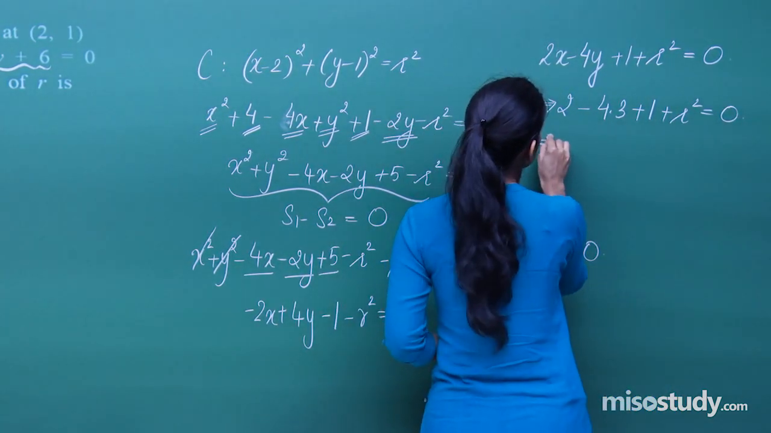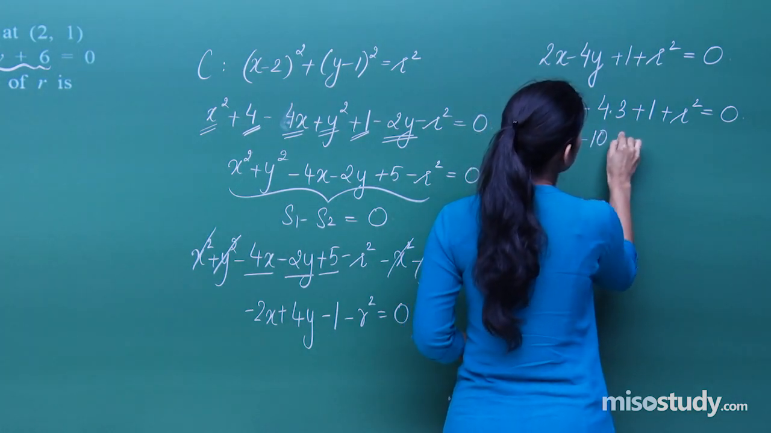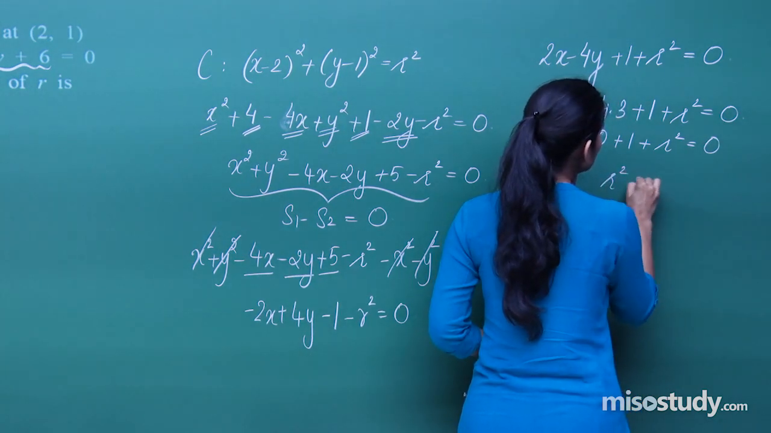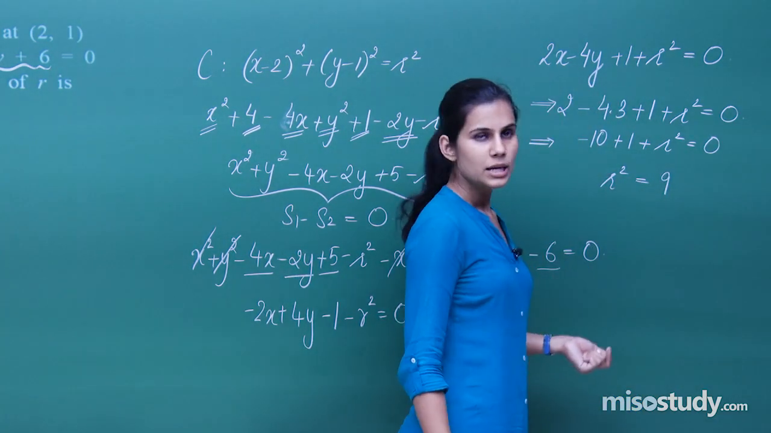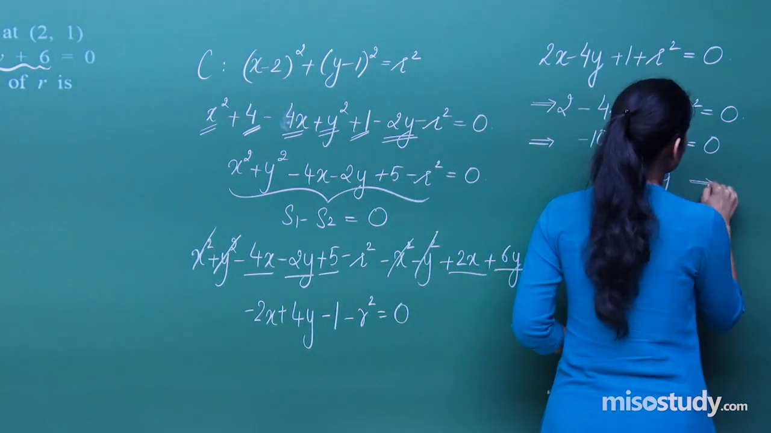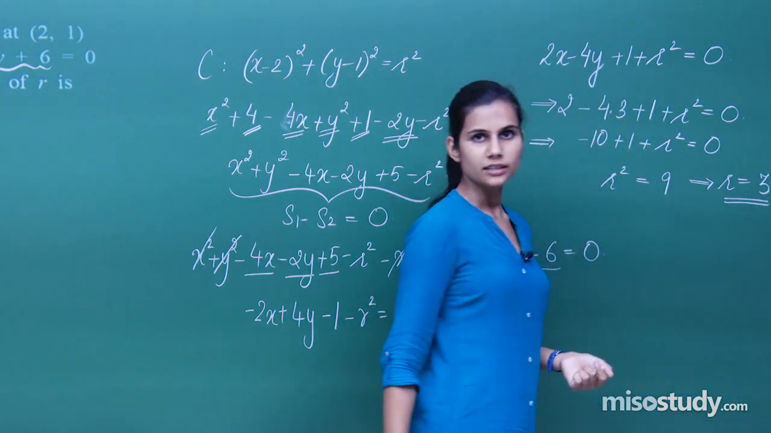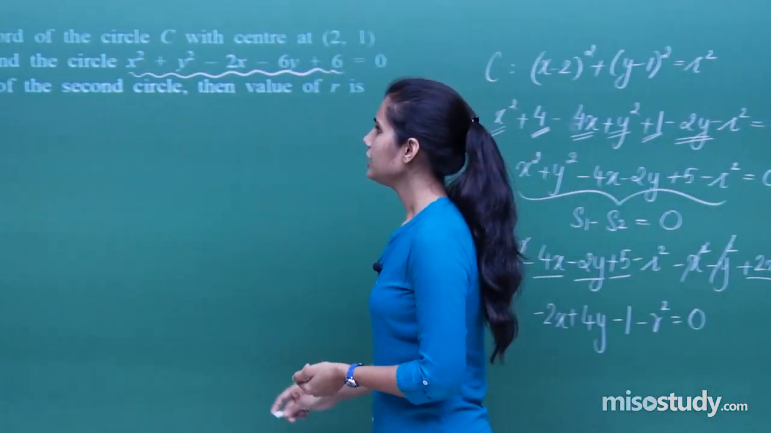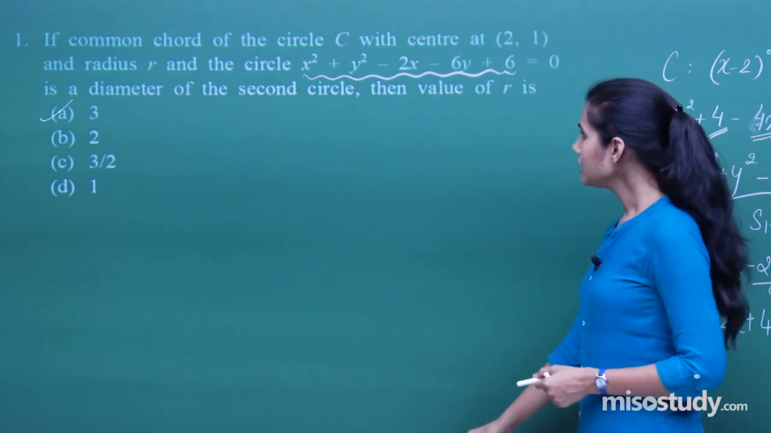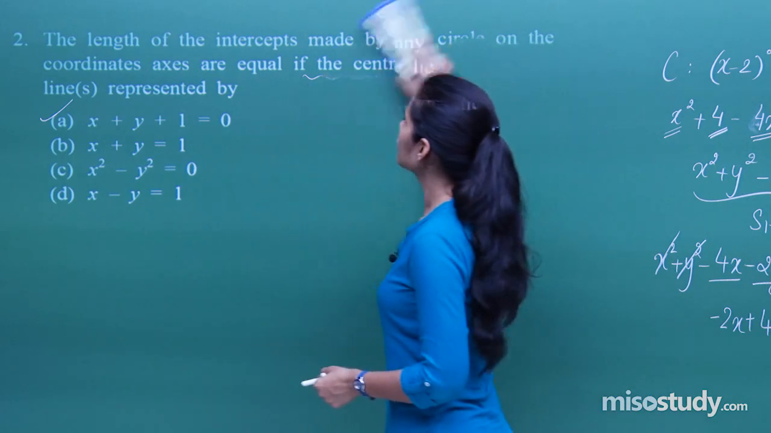Fine. This gives you 2 − 12, that is −10, + 1 + r² = 0, or r² = 9. −10 + 1 is −9, r² = 9. r is coming out to be definitely 3. So the value of r in here is 3. Clear?